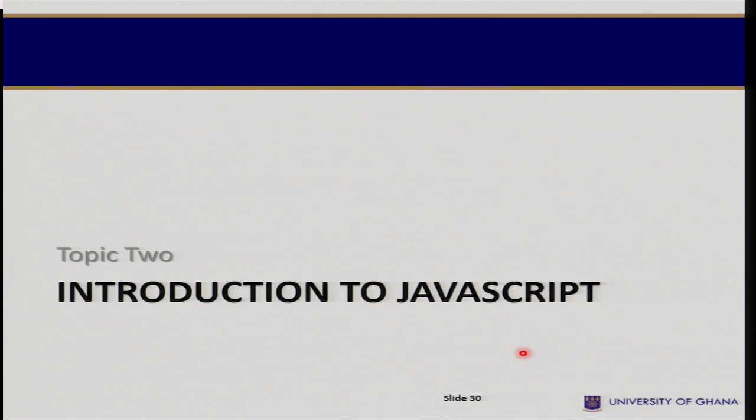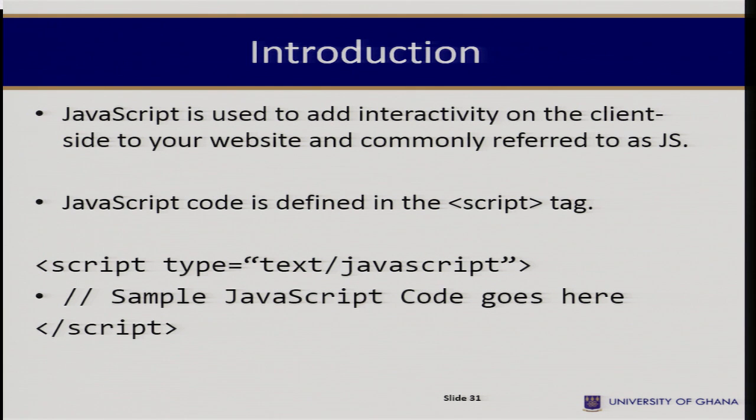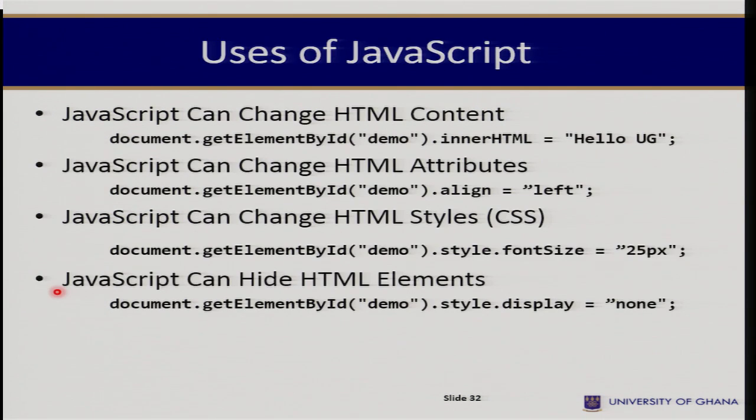Now we do a brief introduction to JavaScript. JavaScript is used to add interactivity to the client side of your website and is commonly referred to as JS. JavaScript code is defined in the script tag. So this is an example of how you can define your JavaScript content. Now, uses of JavaScript. JavaScript can be used, as I said, to make your website interactive, to change things at runtime. One example is that you can change HTML content.